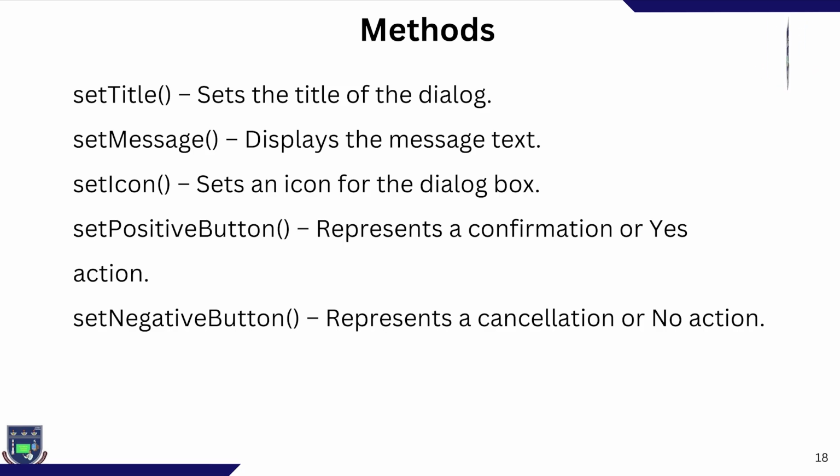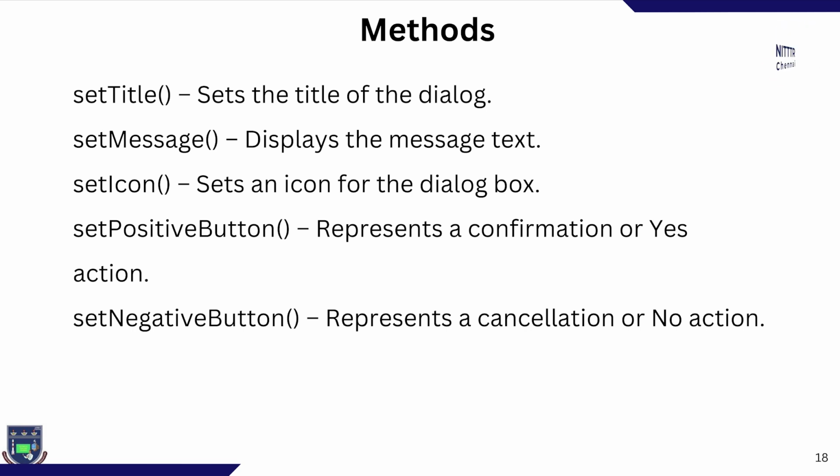Next we will see how to build an alert dialog. We have to use the following methods. The first method is setTitle, which sets the title of the dialog. Then we have setMessage, which displays the message text. Then we have the setIcon method, which sets an icon for the dialog box.